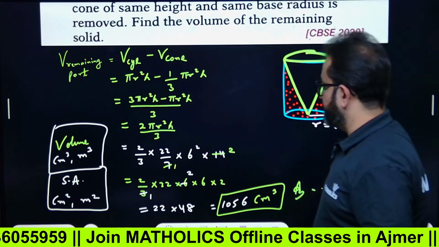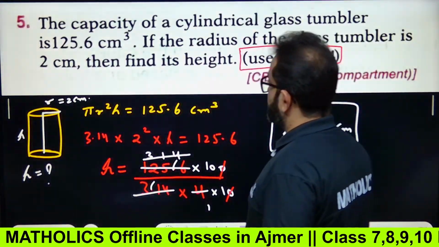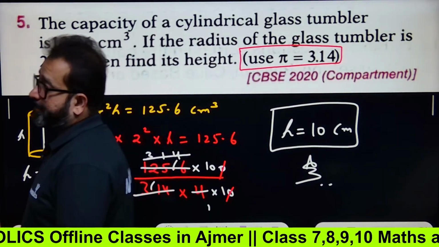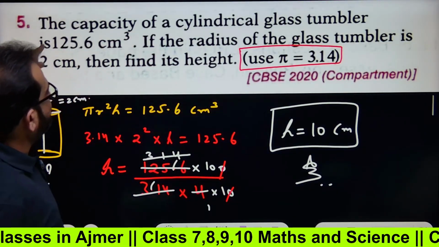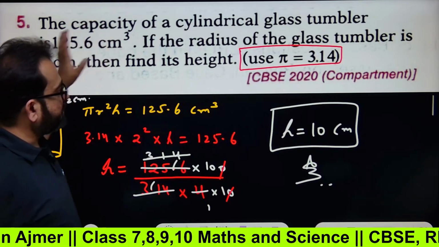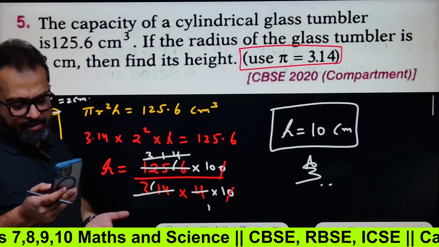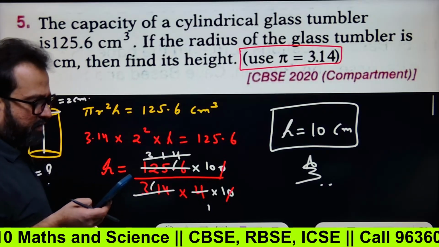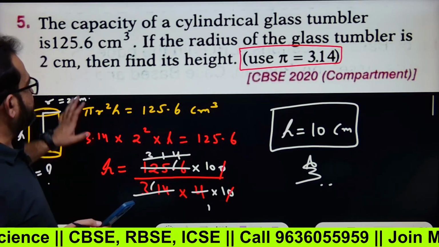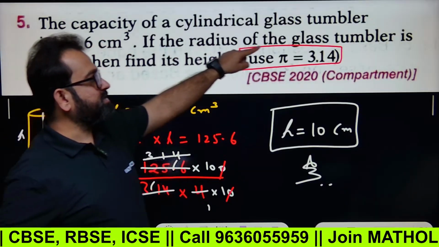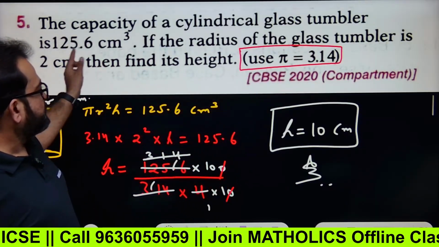Okay, let's move forward to next question. Question number 5. The capacity of a cylindrical glass tumbler is 125.6 centimeter cube. It is given. Capacity would mean what? Volume. Capacity is nothing but the volume. Okay, so volume is given. Fine. Volume is given. So this is the volume. If the radius of the glass tumbler, radius means R, is 2 centimeter, then find its height.